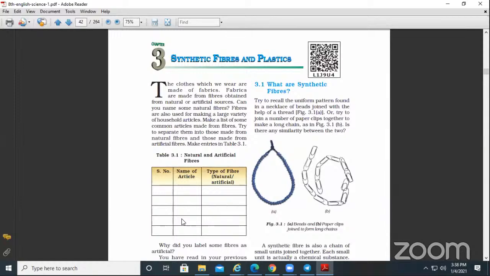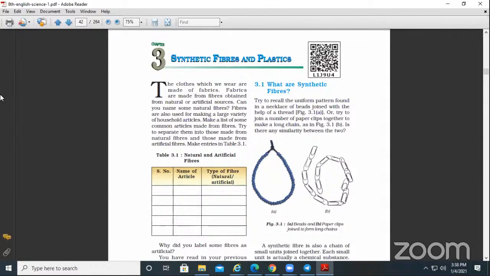These synthetic fibers are made by using some chemicals, so when we are in the kitchen, it is very harmful. Be safe, and we should not wear synthetic fiber when we are in the kitchen.